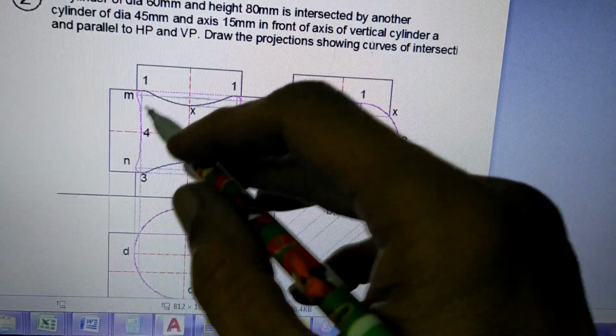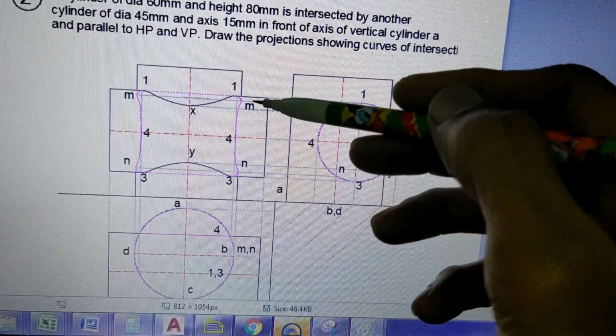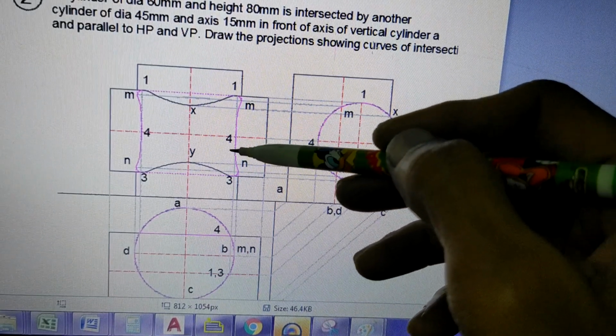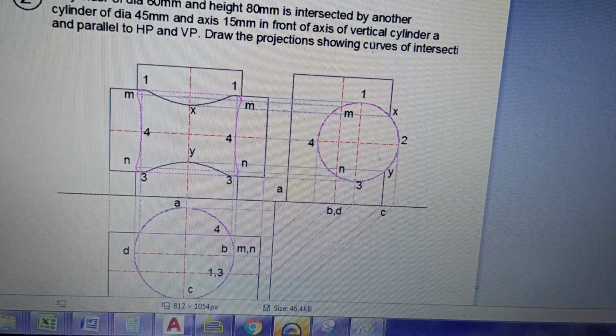So having got all the points, now we are going to join them. While joining, you have to see that there will not be any edge anywhere. Compared to the last problem, in this problem, the entire curve is going to be a smooth curve. So let us see how this is drawn.